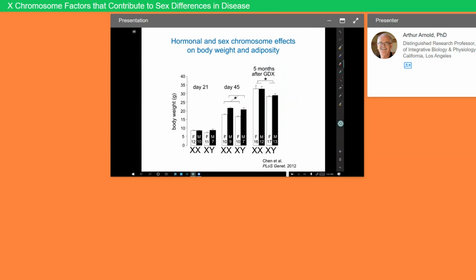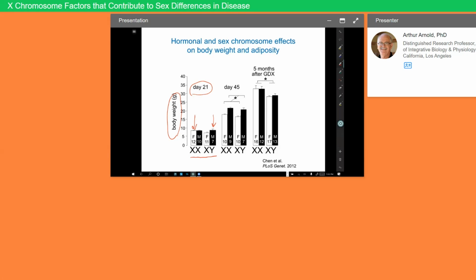So here's a simple experiment of a sex difference. Male mice are larger than female mice. We weigh the animals at day 21, the day of weaning, and we're measuring body weight. There are four groups. They are either XX or XY, and they have ovaries, called gonadal females, or they have testes, the black bars, called gonadal males. And you can see at weaning there's not much difference among the four different groups.